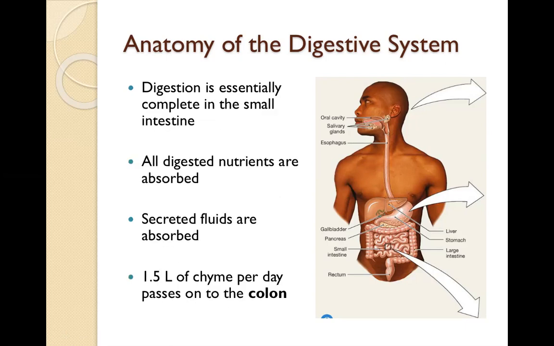After the small intestine, digestion is essentially complete, and all digested nutrients are pretty much absorbed by now. Secreted fluids are in part absorbed, and about 1.5 liters of this stuff called chyme passes on to the colon. Chyme is just the name for the partially digested foodstuff that comes from the stomach and goes into the small intestine. So all of this stuff that enters the small intestine, passes through it, and enters the colon is called chyme.